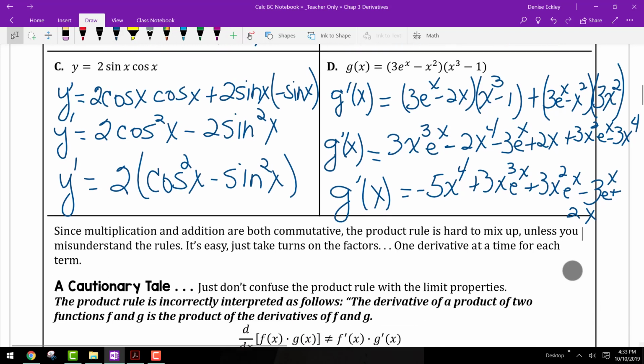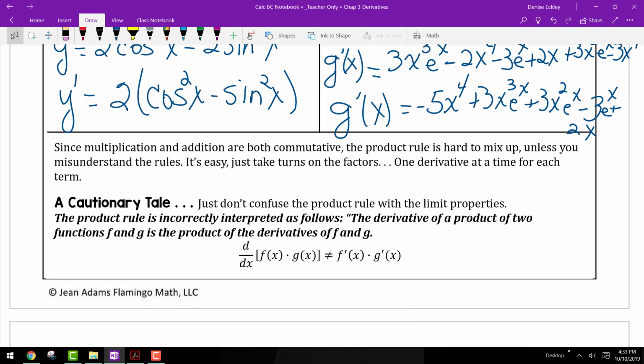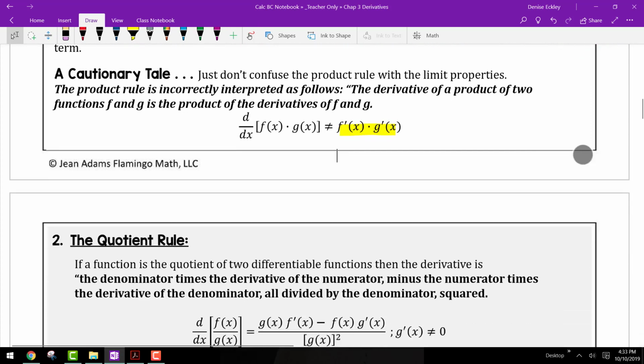Okay. All right. Since multiplication and addition are both commutative, the product rule is hard to mix up unless you misunderstand the rules. It's easy to get. Just take turns, one derivative at a time for each term. Just be careful. Don't do what is listed at the bottom. It is not just the derivative of each of them multiplied together. That is not what it is. You have to do the product rule. You have to follow the rule.